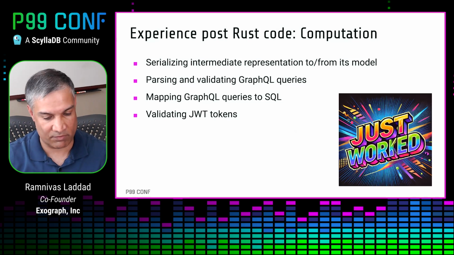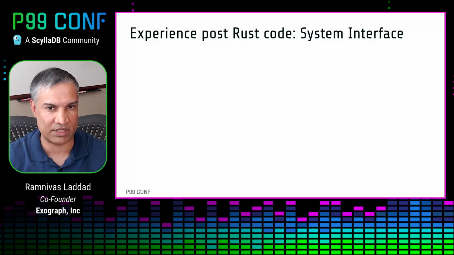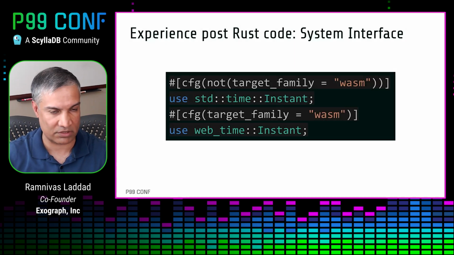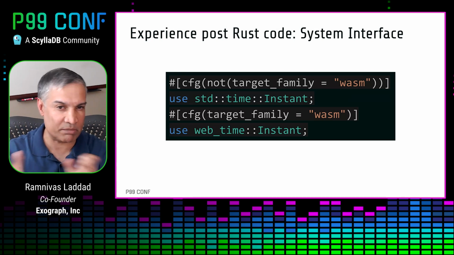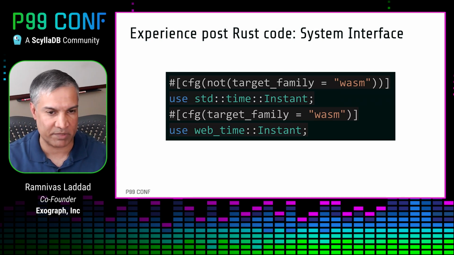There are other parts, however, and this is where sandboxing comes into the picture. System interfaces, such as when we want to deal with the clock. There is a type available called std::time::Instant. The one that is available from the standard library just doesn't work. In fact, it panics if you try to call any method. So what we had to do is use an alternative implementation through the web-time crate. You will see if you look at the Exograph code, this selection based on target family is a very common aspect throughout the code.